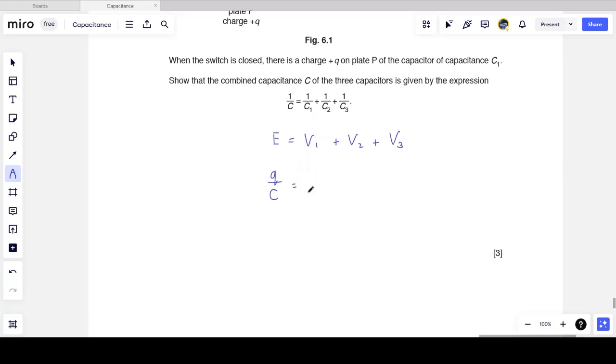But the potential difference across 1 is the charge on 1, which is also Q, divided by its capacitance C1. The same for V2: total charge is also Q, divided by its capacitance C2. And V3 is total charge Q divided by its capacitance C3. Since charge Q is constant, if I divide through by Q, which I can do, I get 1 over C is 1 over C1 plus 1 over C2 plus 1 over C3. And this is what we were asked to show.